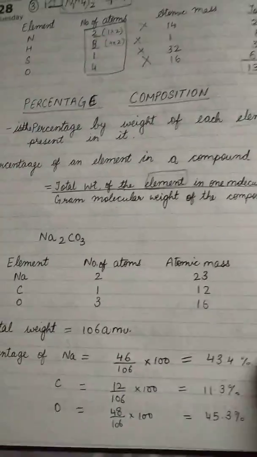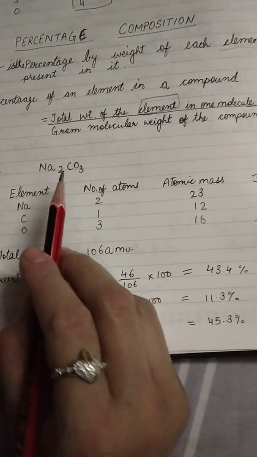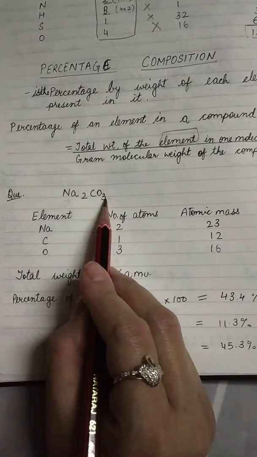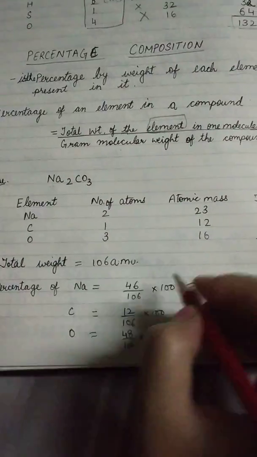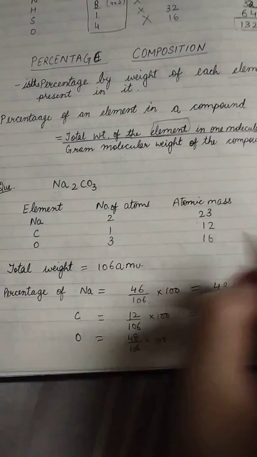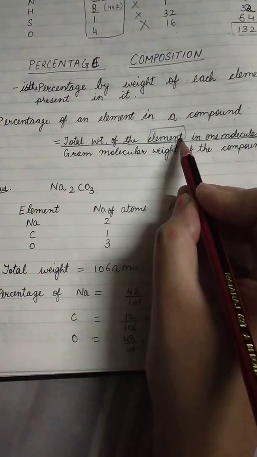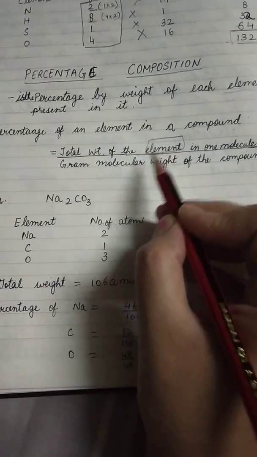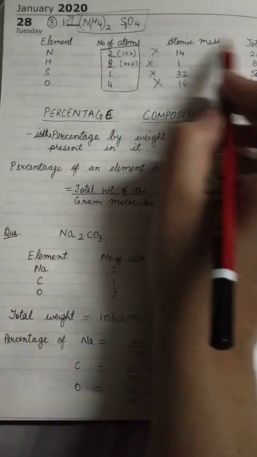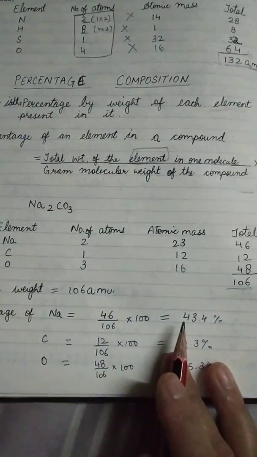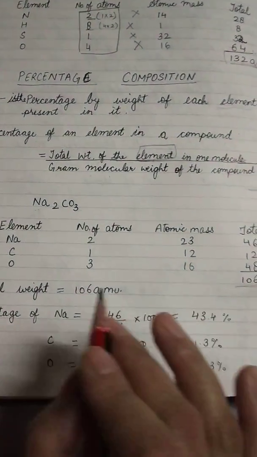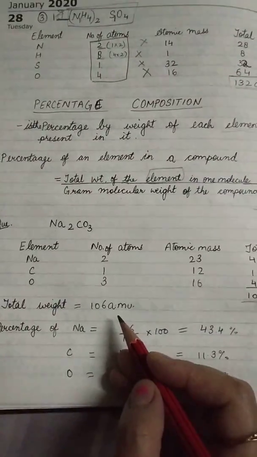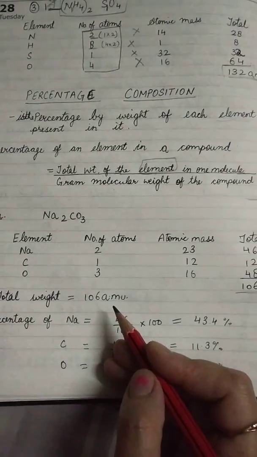How to calculate, how to do the numerical, we'll understand by one simple example: Na2CO3. First of all, we require two things for percentage composition: the total weight of the element and the gram molecular weight. So this thing we have to do in percentage composition also. Our first step will be the same as when we were calculating the relative molecular mass, or we can say gram molecular weight.